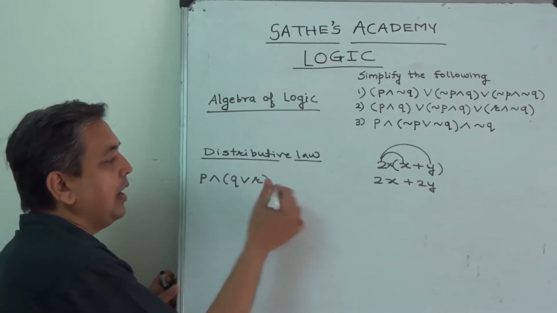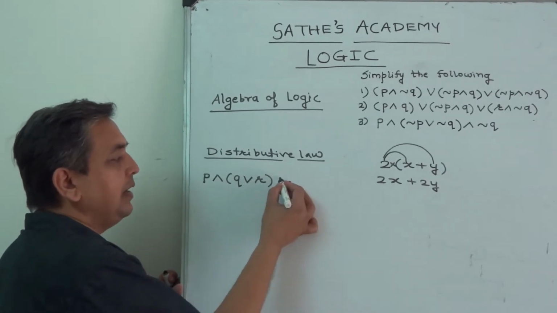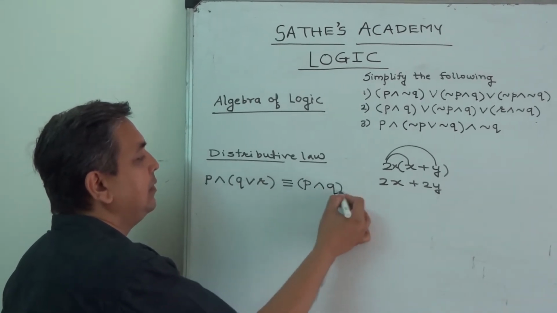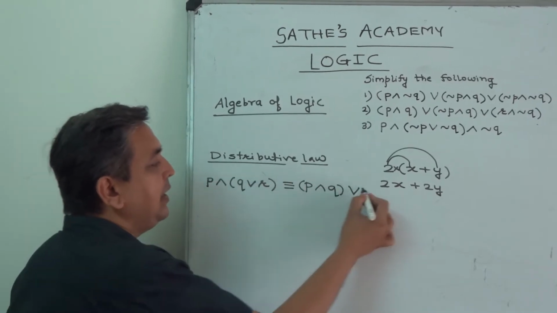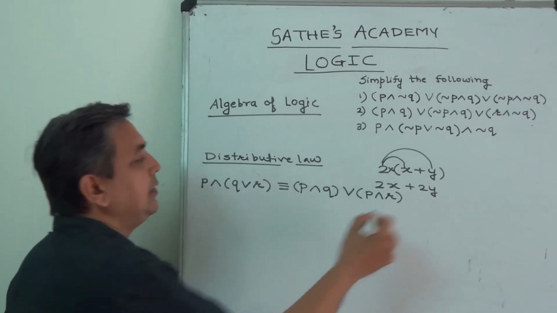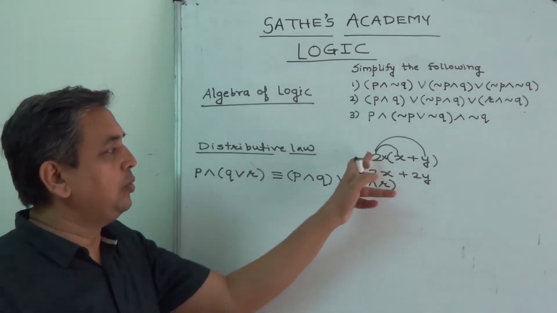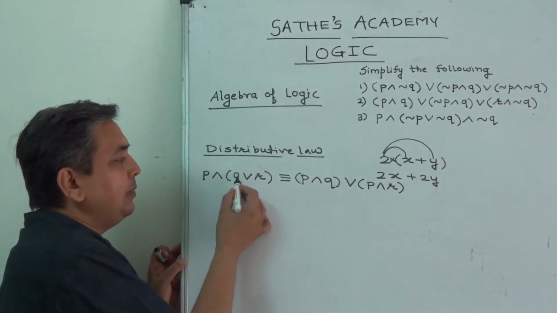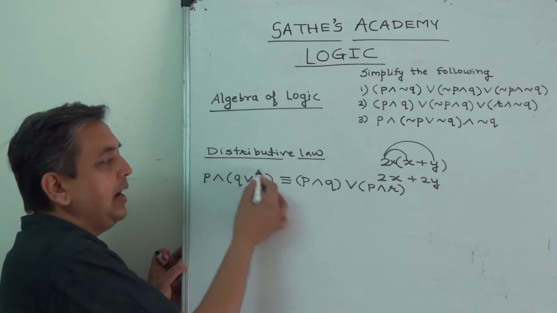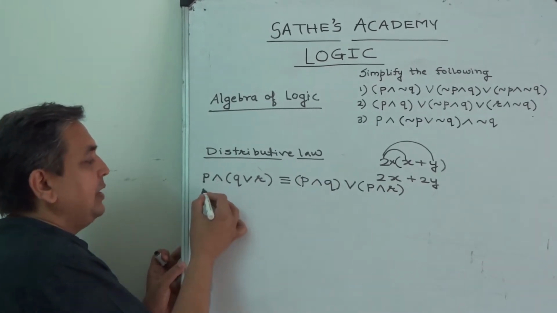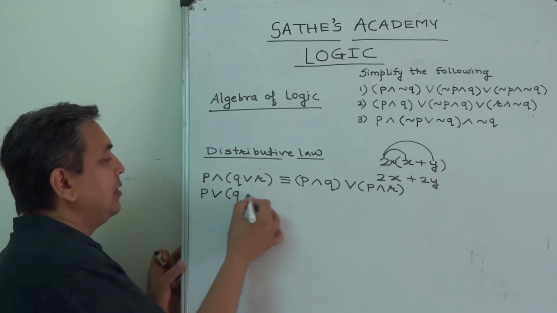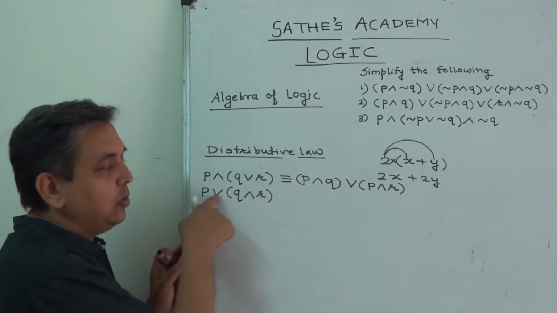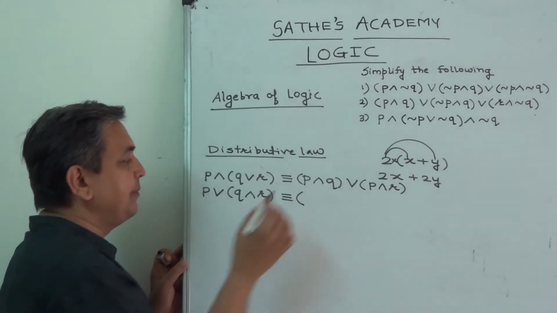P and Q or R is equivalent to P and Q or P and R. Is it same as this? 2 into x plus 2 into y. Similarly, P and Q or P and R. Also we can write it as P or Q and R. This is or, this is and. Or gets distributed over and, can you guess the result?